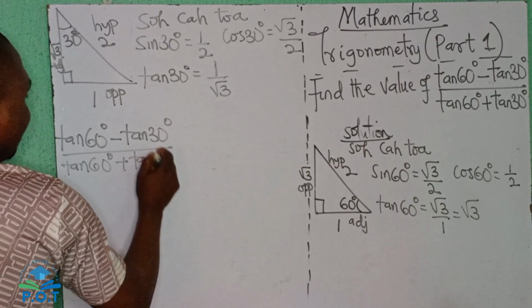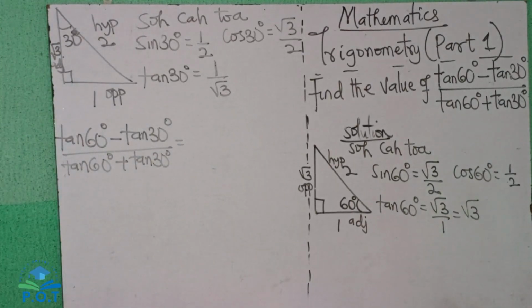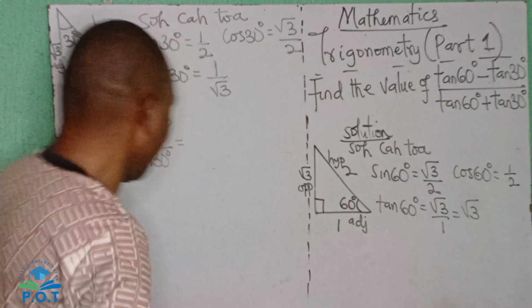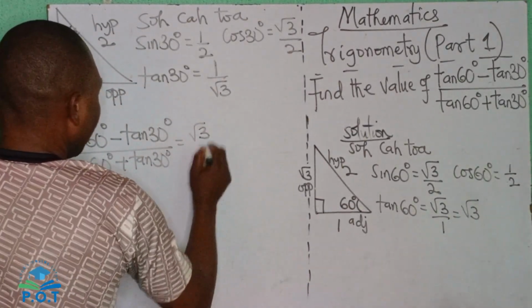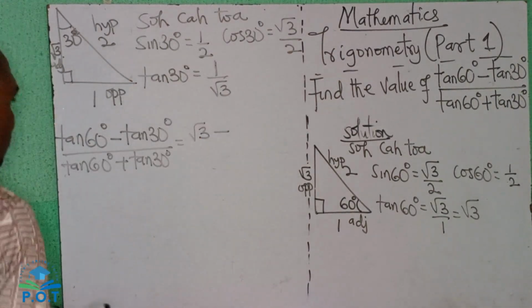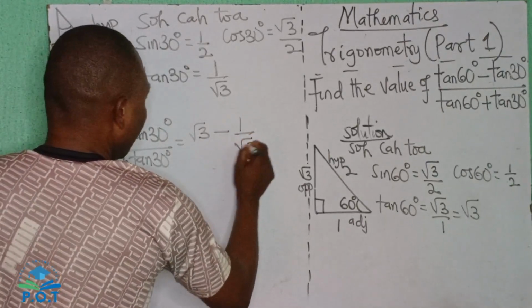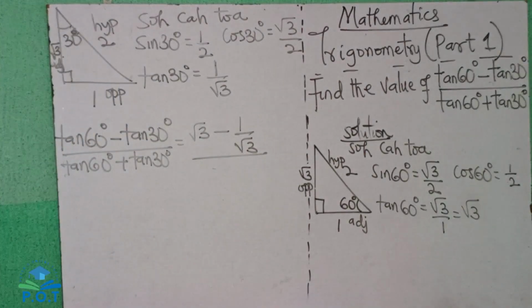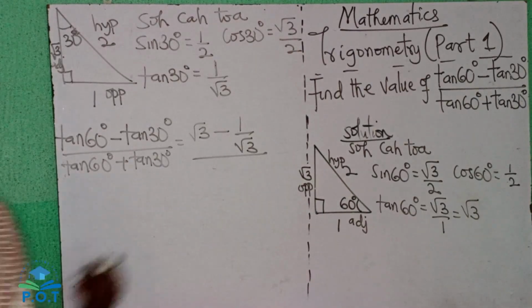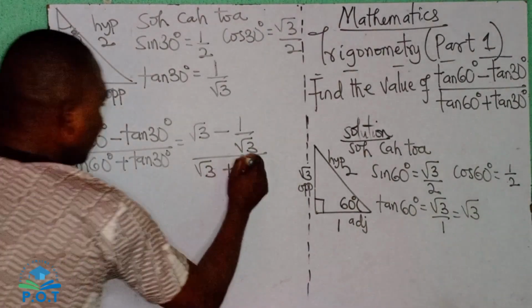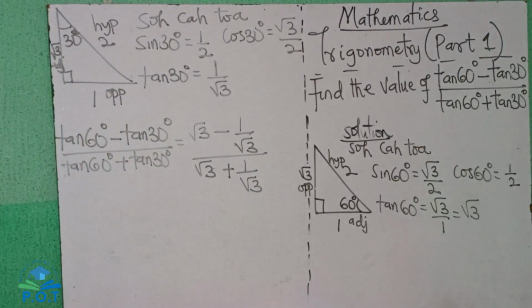how do we solve this? Now, our tan 60 degree is given to us as root 3. So we are going to write root 3 here, minus our tan 30 degree. Tan 30 degree is given to us as 1 over root 3. So I'm having 1 over root 3. Then over tan 60 degree. Tan 60 degree is still root 3. Then plus tan 30 degree is still 1 over root 3. Okay, is that clear?